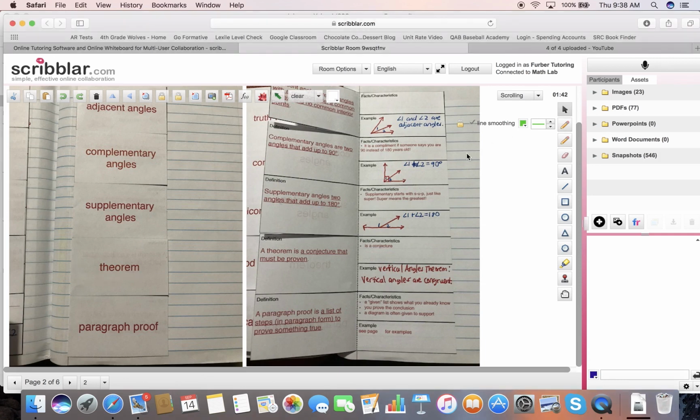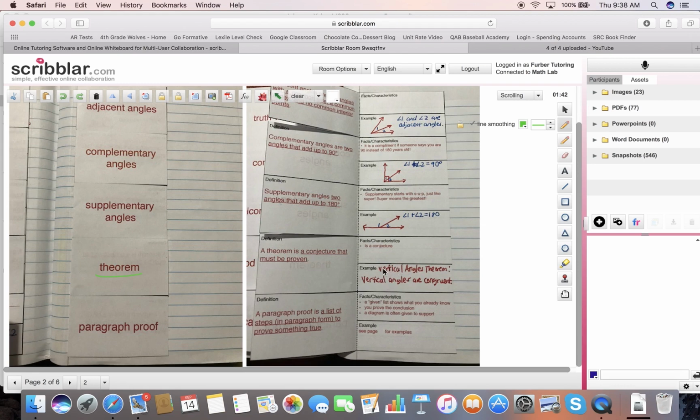Theorem is one of the most important words that we talk about in geometry. We've already talked about postulates. Postulates are facts that have already been proven, so you don't have to do anything to prove them. But theorems are not that way, okay? A theorem is a conjecture that must be proven. It's a conclusion that you have drawn, but you don't know if it's true or not, okay?